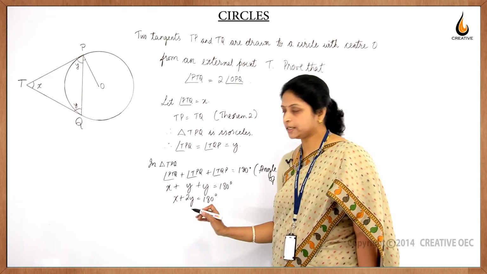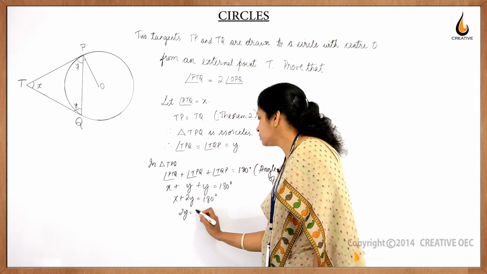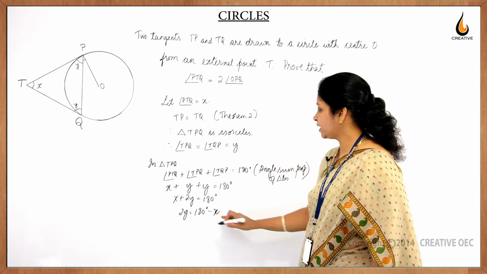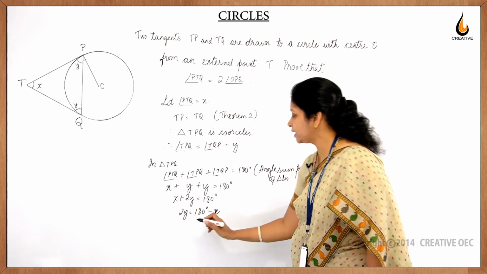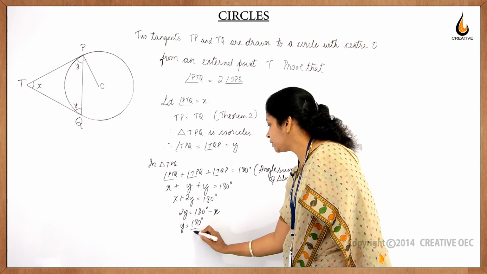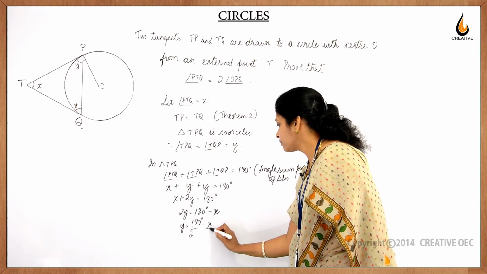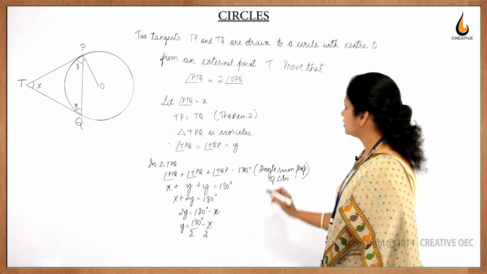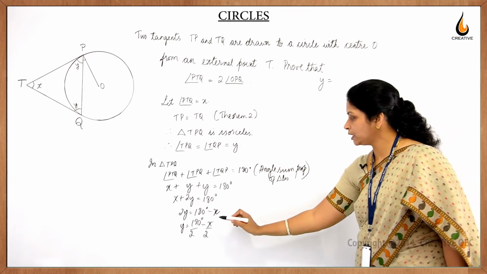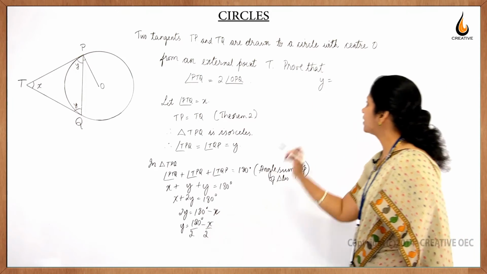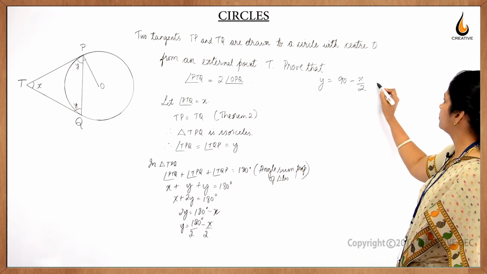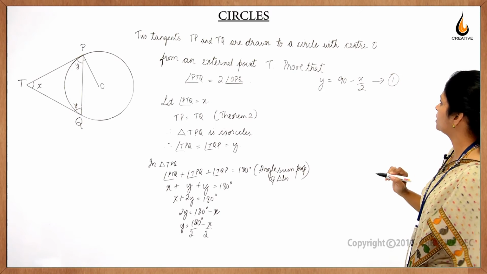Now, take x to the right hand side, 2y is equal to 180 degrees minus x. Now, you divide the right hand side by 2, take this 2 to the right hand side, becomes y is equal to 180 by 2 minus x by 2. So, we can say y is equal to 180 divided by 2, which is 90 degrees, minus x by 2. This we will call equation number 1.